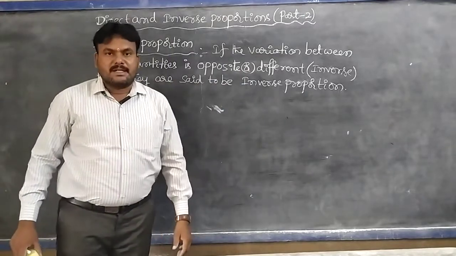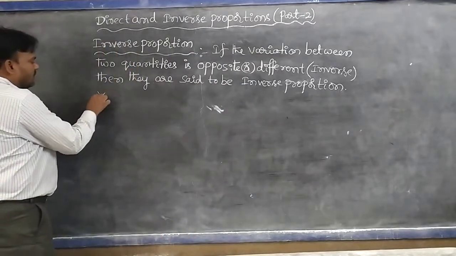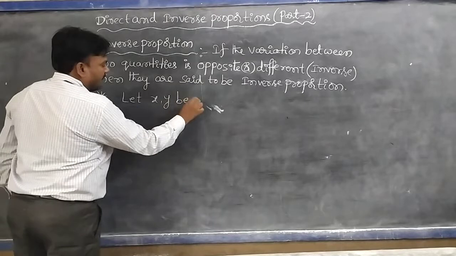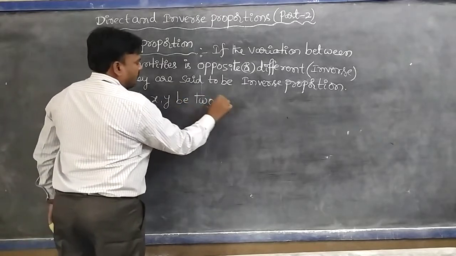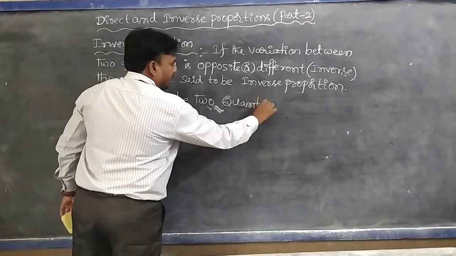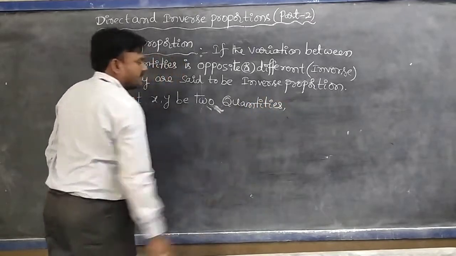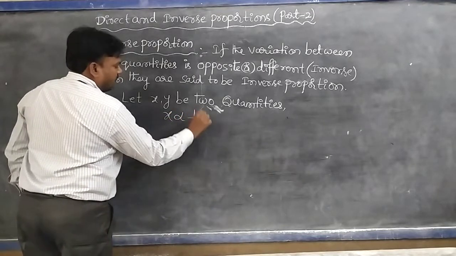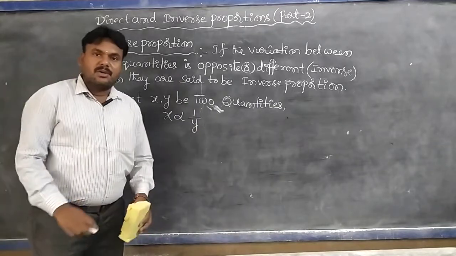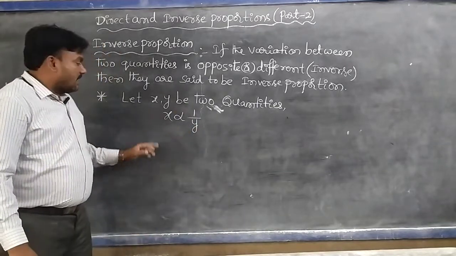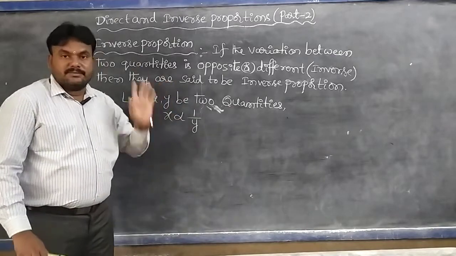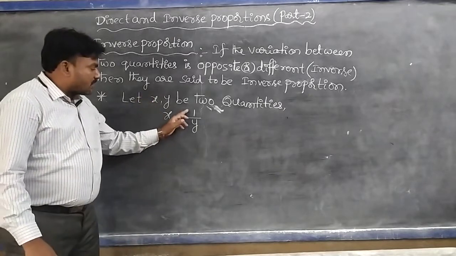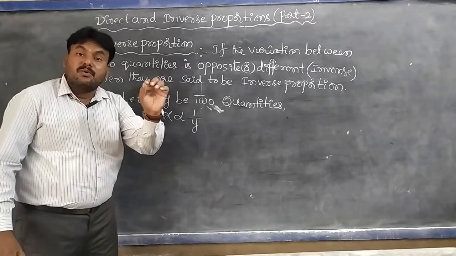We take two quantities, let x comma y be two quantities. Then x is directly proportional to 1 by y, which is also pronounced as x is inversely proportional to y. Here observe, students, the different variation: directly proportional to 1 by y, inversely proportional to y.